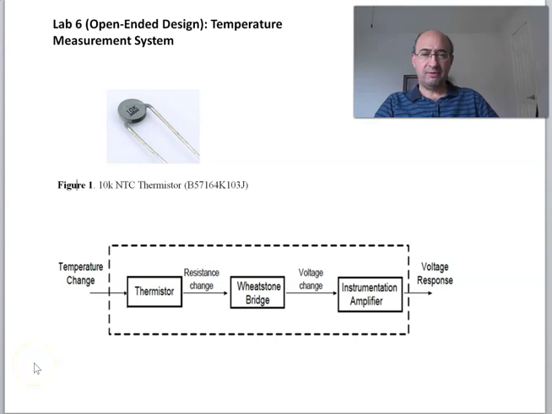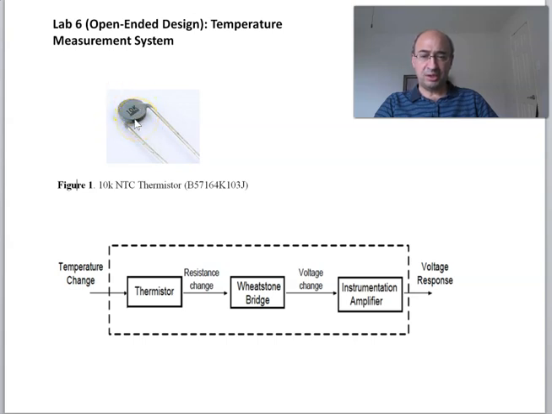This is the Prelab video for Lab 6, temperature measurement system. The thermistor we're using in this experiment is given here in this figure. This is an NTC thermistor, meaning for temperatures higher than room temperature, the resistance value would be reduced to less than 10 kilo ohms. So at normal room temperature, the value should be close to 10 kilo ohm.